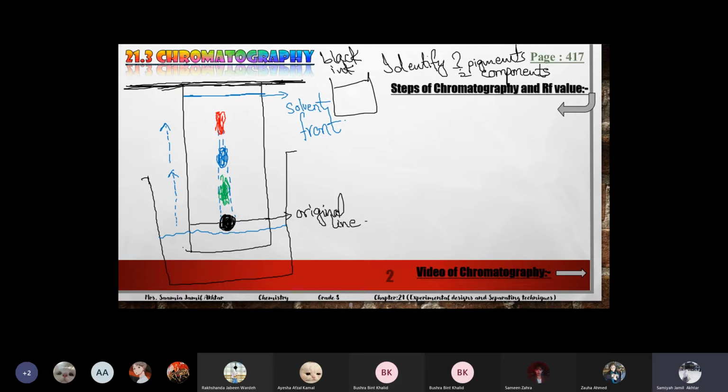And now once water stops traveling at one point, water gets absorbed in the filter paper and a time comes when it stops traveling. It stops getting absorbed by the filter paper. We will take the filter paper out and we will mark the line till where the water travels. This line is called solvent front.